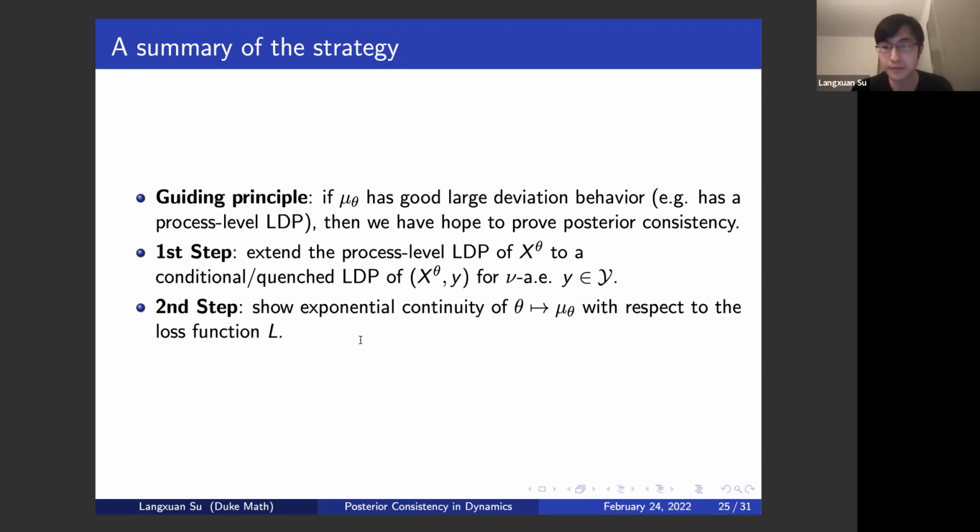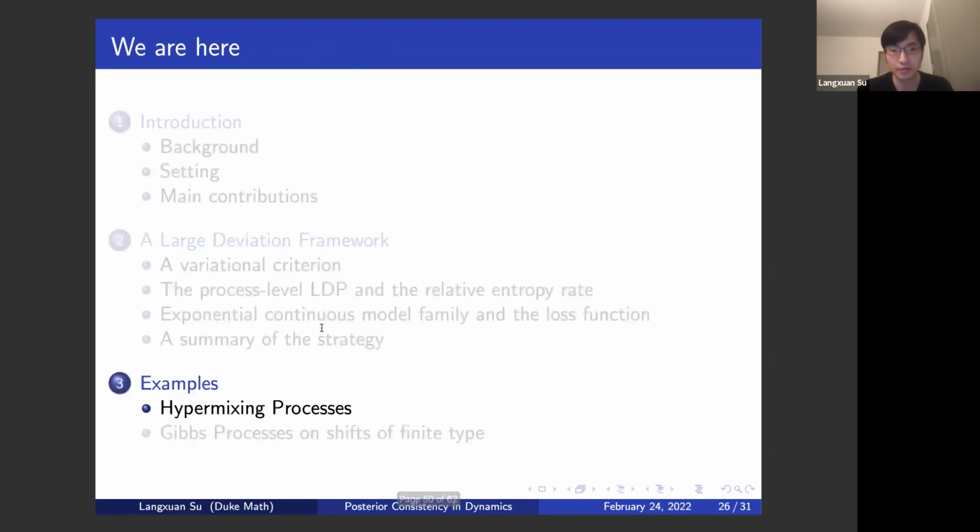Okay. So again, the main message is just these 3 steps. And the important thing is to see how posterior consistency is connected to large deviation behavior. Okay, let me just briefly talk about the examples I have here.